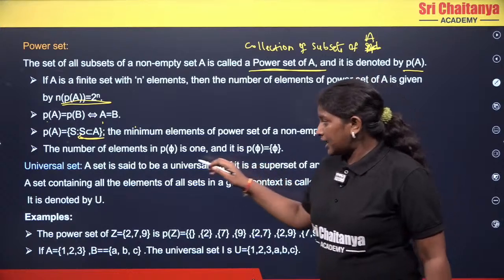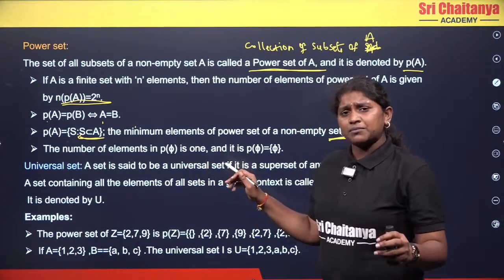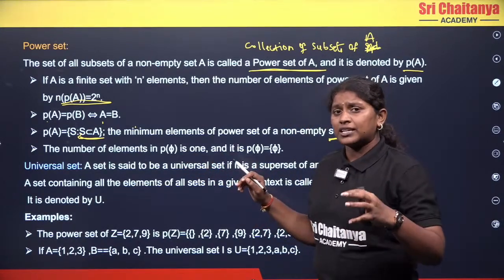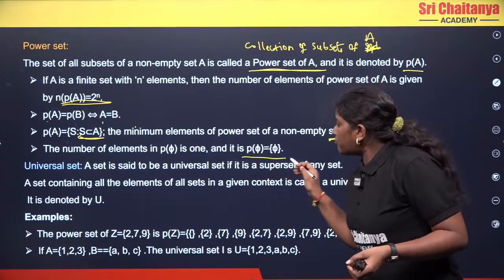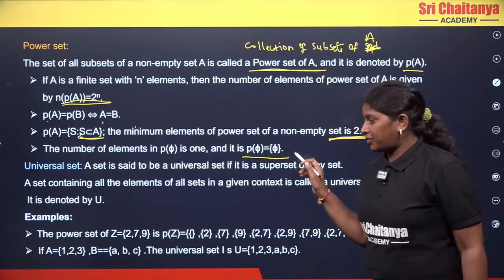So now moving to the next. We have one of the subsets as phi, which is nothing but the null set, for every set. So now P of phi will be the set containing phi.